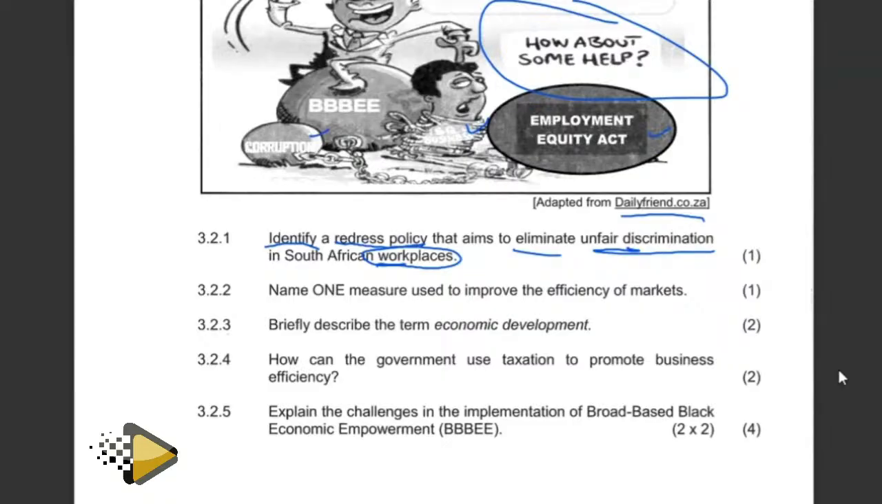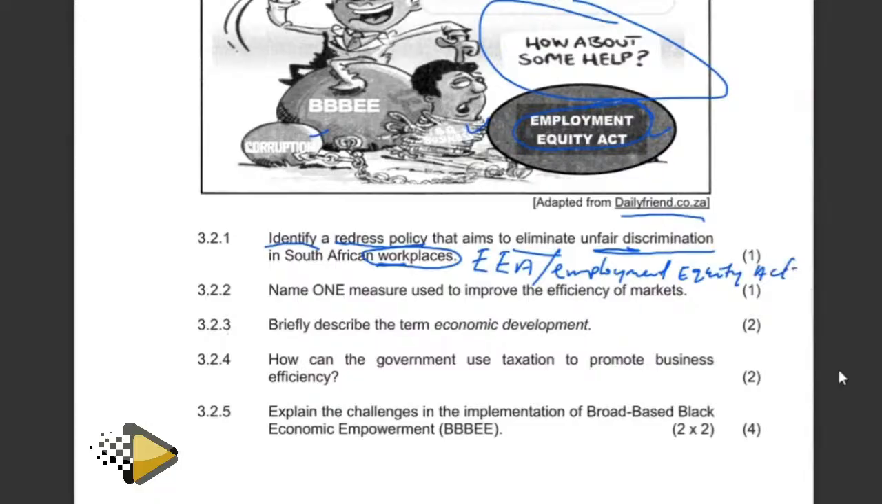Okay, so now the appropriate answer for this question, as the question says, identify. So now we have to go to the scenario given, and then we come up with the answer. So our appropriate answer is Employment Equity Act. So this is Employment Equity Act.